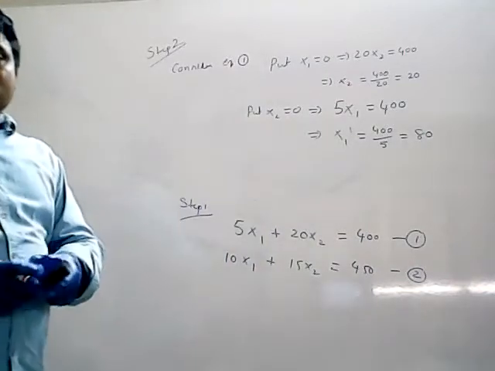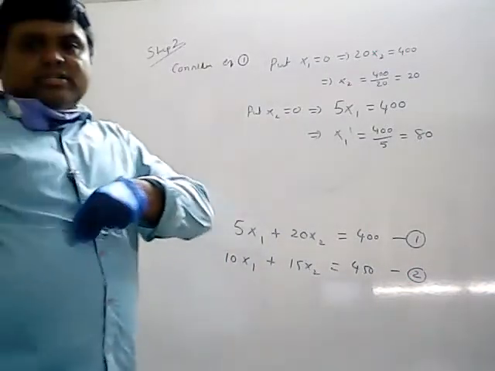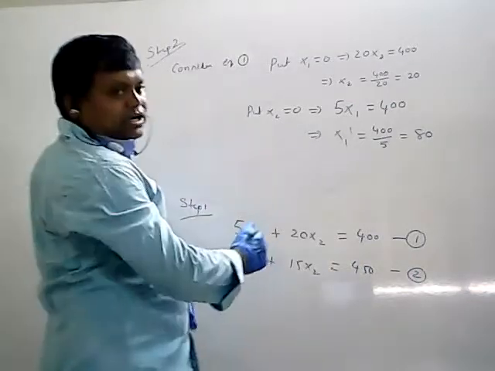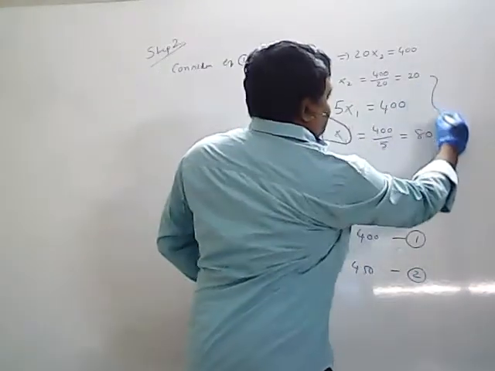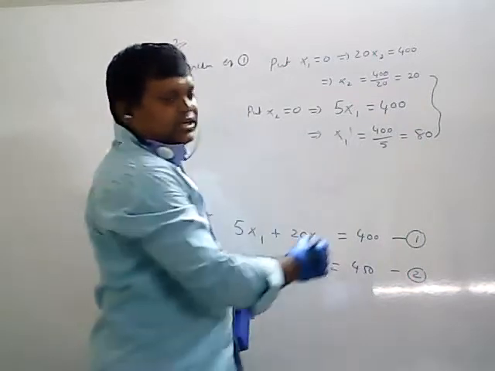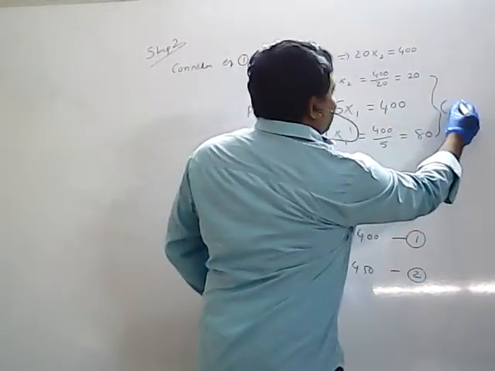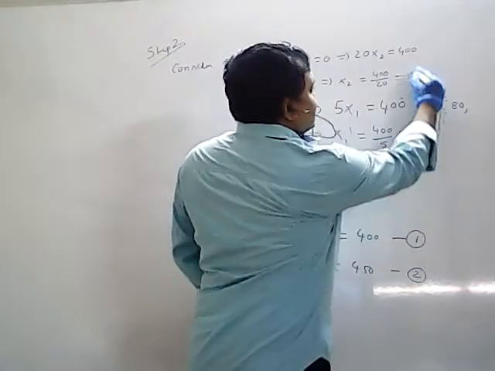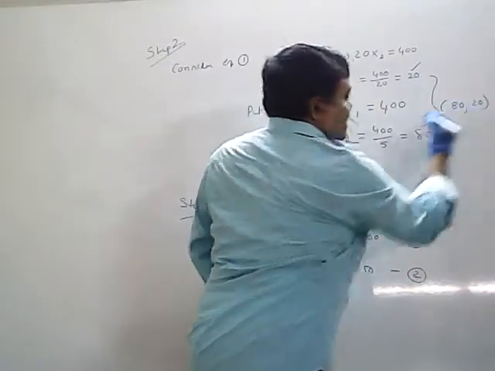Now I know the 2 points. Generally, how will you write a point? x1 comma x2 is the point. Now what is the point we are getting here? x1 comma x2 means what is the x1 value? The x1 value is 80, and the x2 value is 20. You have to write in order.